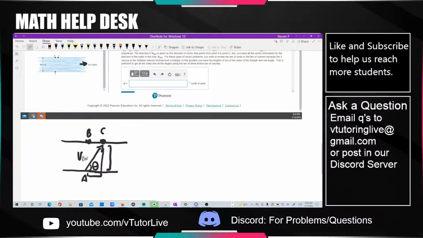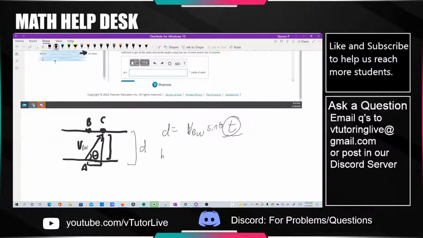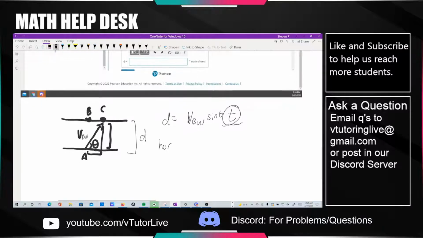And the idea is, okay, just based on this velocity and this theta, you know the time it takes you to cross this entire thing. If we call this distance d, d is just going to be equal to v_bw times sine theta times t, right? And this will let you solve for t, the time it takes you to get across, right?